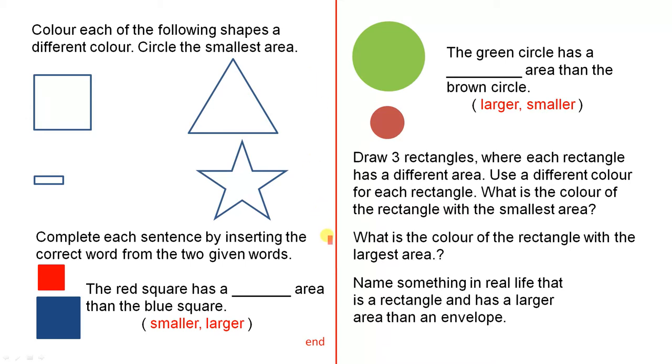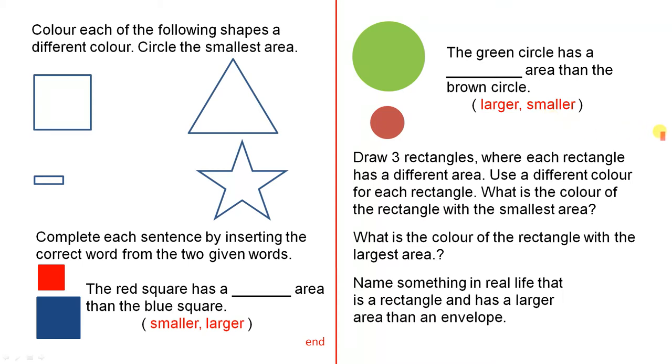Complete each sentence by inserting the correct word from the two given words. So you would read the sentence to the students, you would tell them the two choices, and they have to write or choose the correct word that goes into there. And it's exactly the same here. Make sure you explain to them what's required, read the sentence to them, give them the two choices, and they will pick the correct answer.